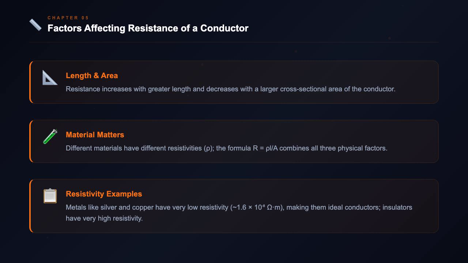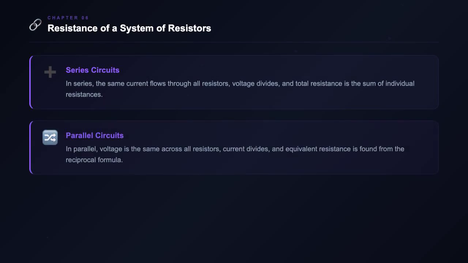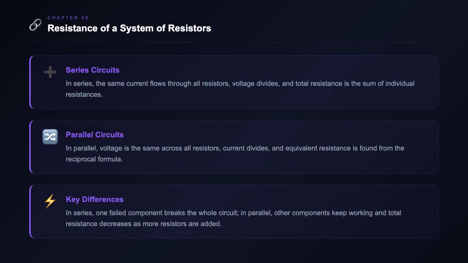Resistivity is a material's property that opposes current flow, measured in ohm meters. Metals have low resistivity, while insulators have high resistivity. Examples include silver, copper, and aluminum, with resistivities of 1.6, 1.62, and 2.63 times 10 to the minus 8 ohm meters, respectively. Resistors connected end-to-end are in series, forming a single path for current flow.